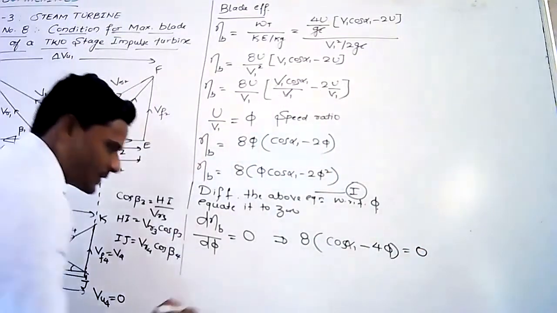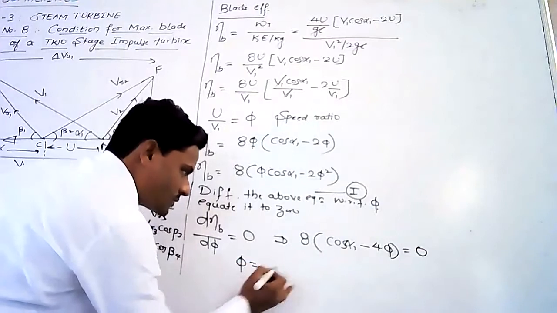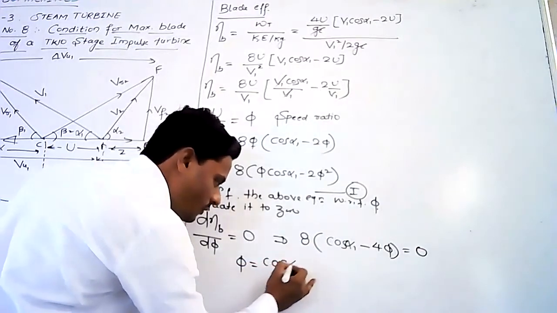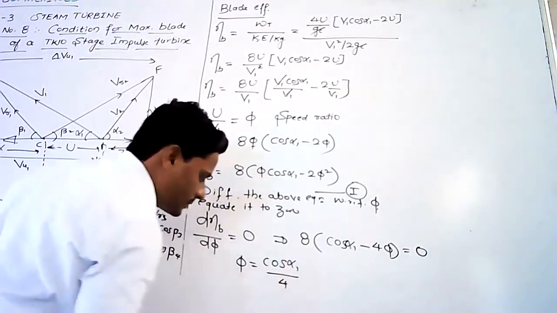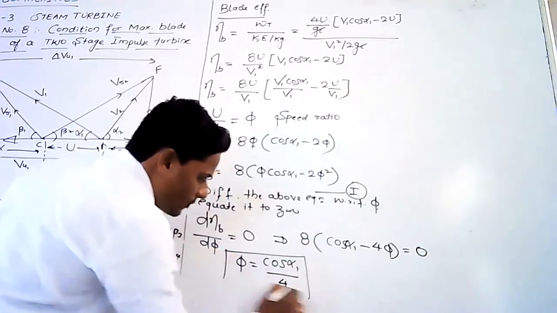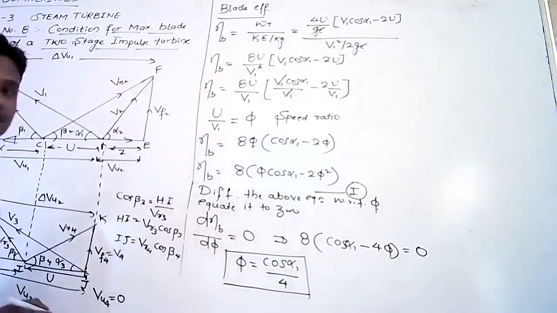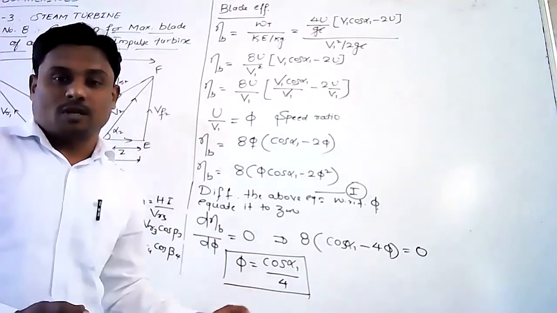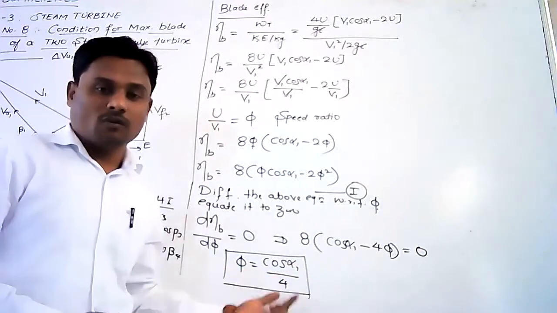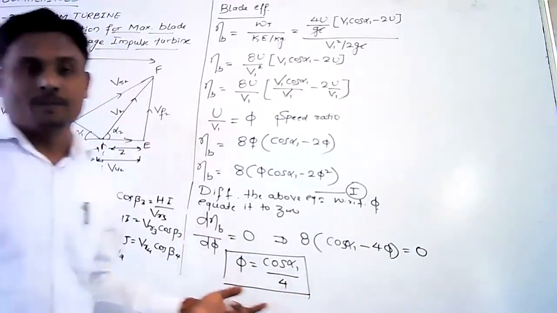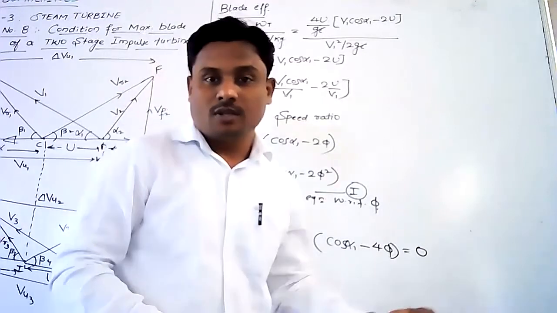So upon simplification, I can write phi is equal to cos alpha 1 by 4 here. This is the condition for maximum blade efficiency of a two-stage impulse turbine. Phi should be equal to cos alpha 1 by 4, where alpha 1 is the nozzle angle.